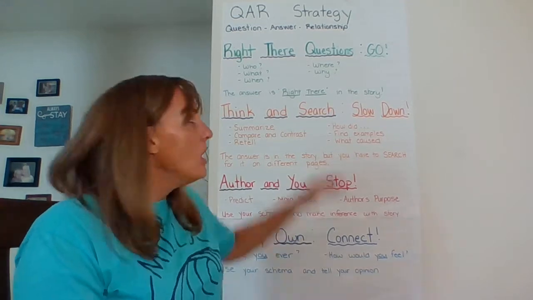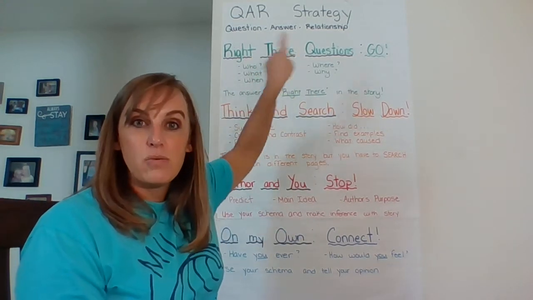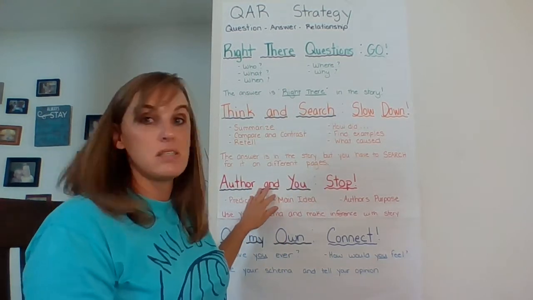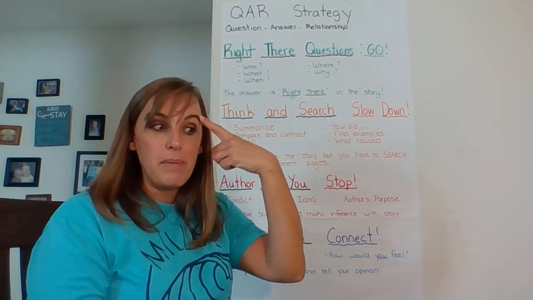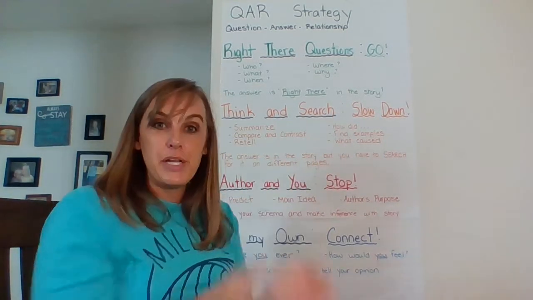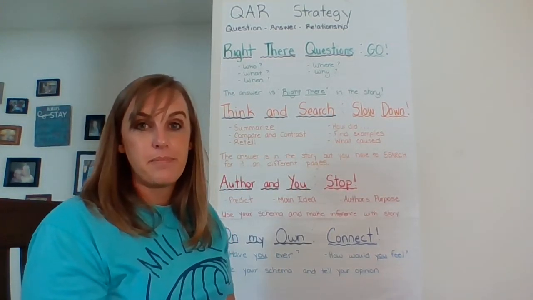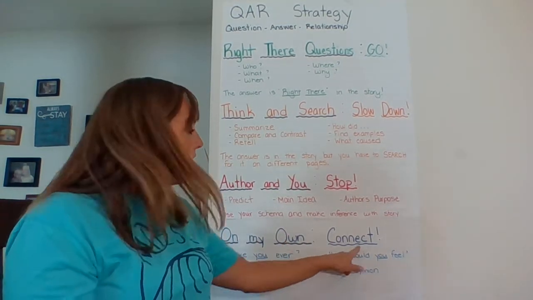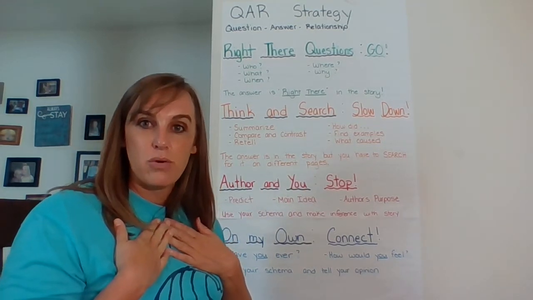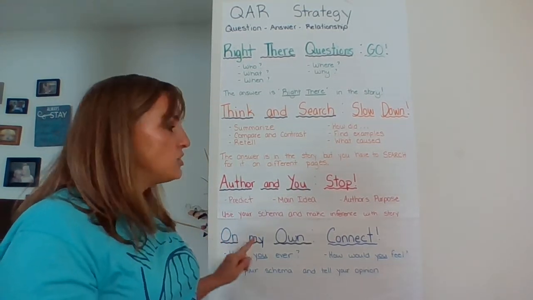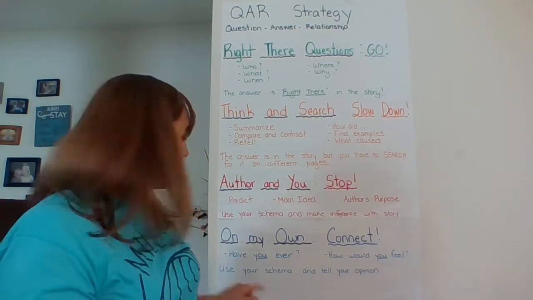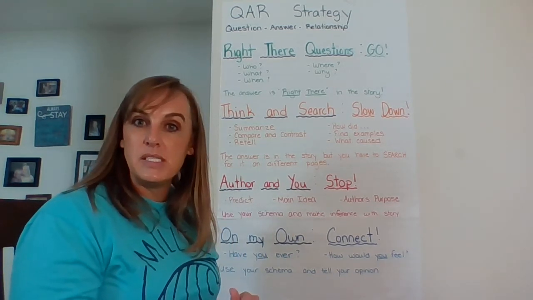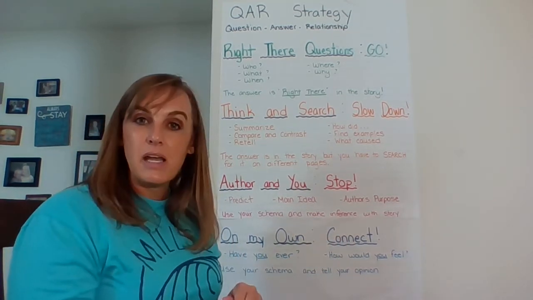So far we have go questions, right there, find it. Slow down, think a little more and search, and stop. I need to use all my brain power, what's in the book, and put it all together to find the answer. The last types of questions are called on my own. These are where you make a connection to the story. So on the on my own questions, you're going to see a lot of you in the question. Have you ever gone to a zoo and seen an emu? You're going to make that connection.